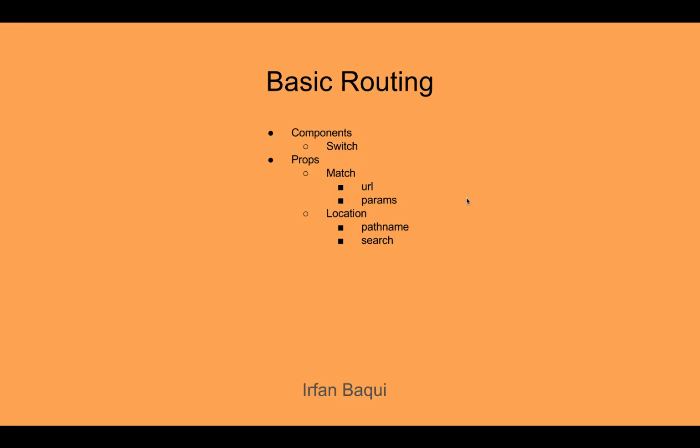Now let's cover basic routing. In this module, we'll cover the switch component and two props, match and location. Match and location, they both have additional properties. For our purposes, we'll just look at URL and params for match, and path name and search for location. So let's see how it looks in code.